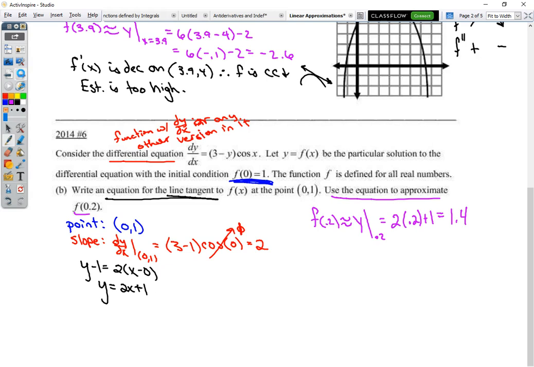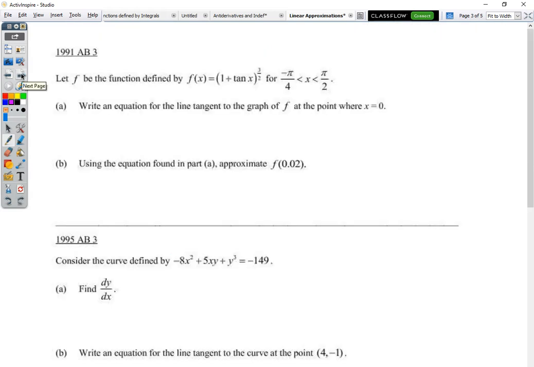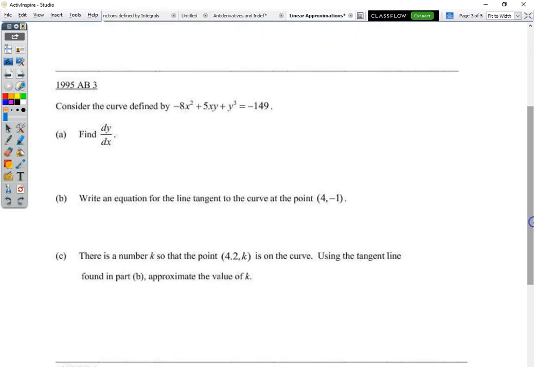There's probably about 20 minutes left in class at this point in time. So what I would like you to do is get a little bit of an attempt at some of these. Not necessarily answer them completely. Specifically, I would like you to really take a look at this 1991 AB3 question. Should be something that is definitely doable. We can write the equation of a tangent line. We can come up with an approximation. That shouldn't be too bad.